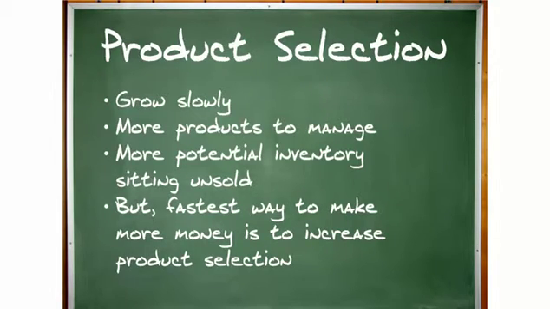Whenever you have more inventory and more products, you're going to have more products to manage and more potential inventory sitting unsold. But the more you do this, the better you'll get at determining what products will sell and what products won't. There's some trouble in growing your product selection, and that's expected. But the fastest way to make more money is to increase your product selection. The more products you sell, the more money you make. But there's also more risk in tying up cash and selling products that don't sell. So grow your product selection slowly, and do plan on growing it if you want to make more money.